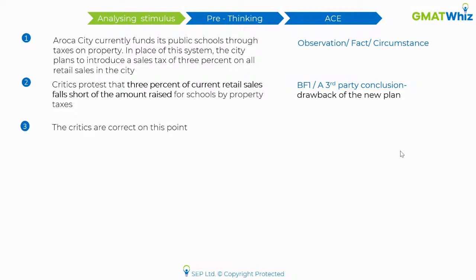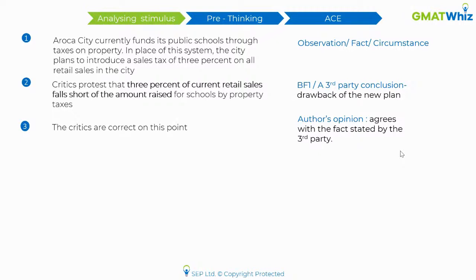The critics are correct on this point. Now, who is saying this? Since this sentence is not attributed to anybody, it is the author's point of view. So here we have it that the author is agreeing with the fact stated by the third party. Now, do note that here the author is saying the critics are correct on this point. Which point? Probably the point about 3% of current retail sales falling short. So the author is saying, yes, it does currently fall short, and the critics are right about this.